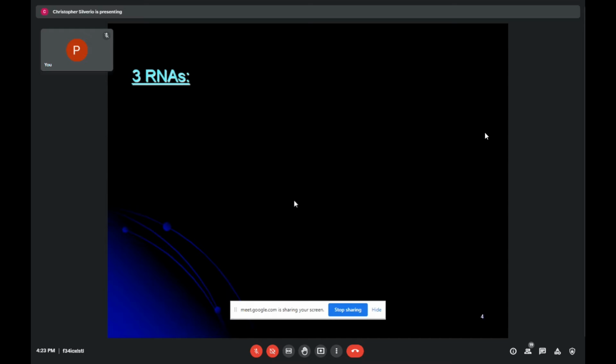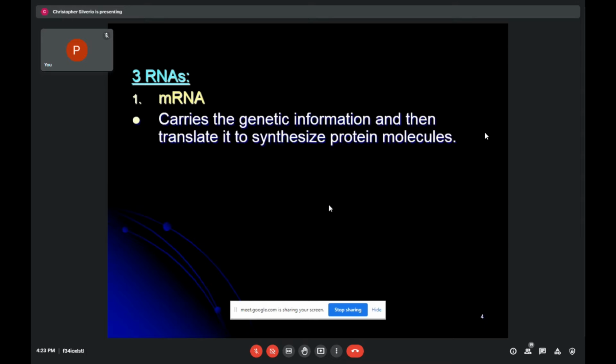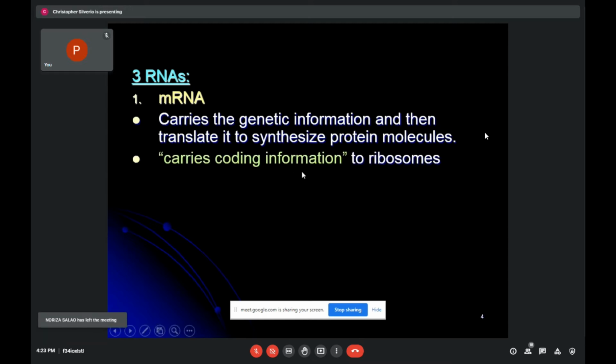The three RNAs, what are the functions? The messenger RNA carries the genetic information and then translates it to synthesize protein molecules. It also carries the coding information to ribosomes.